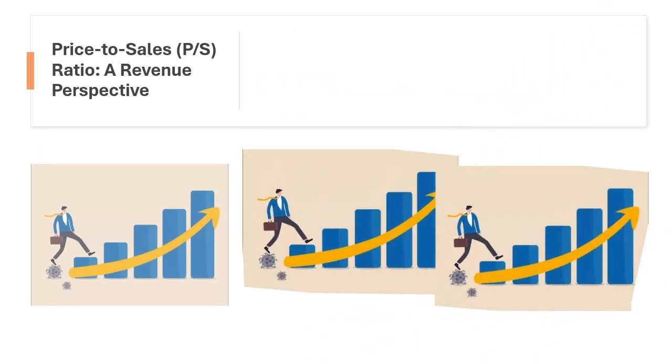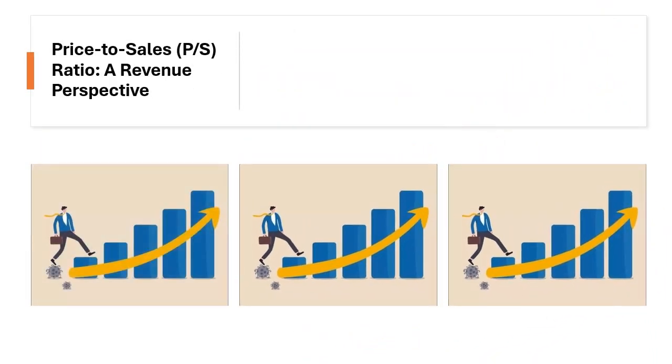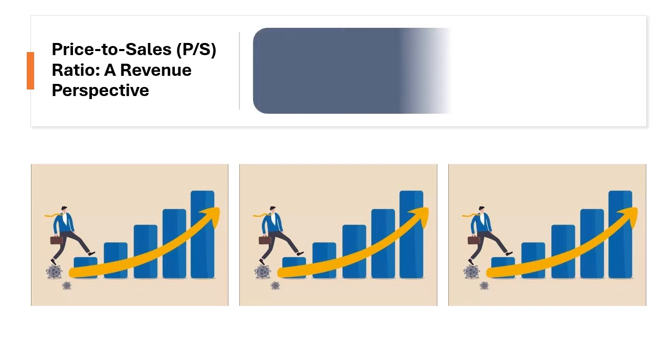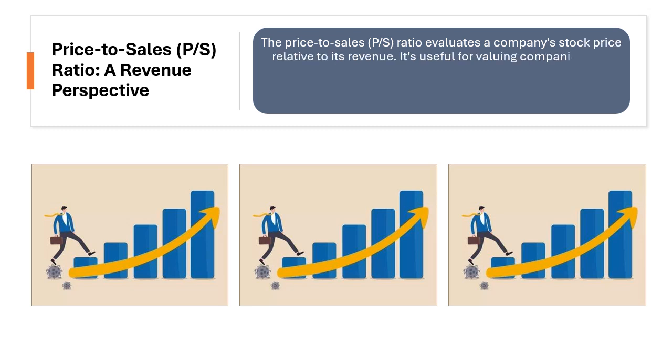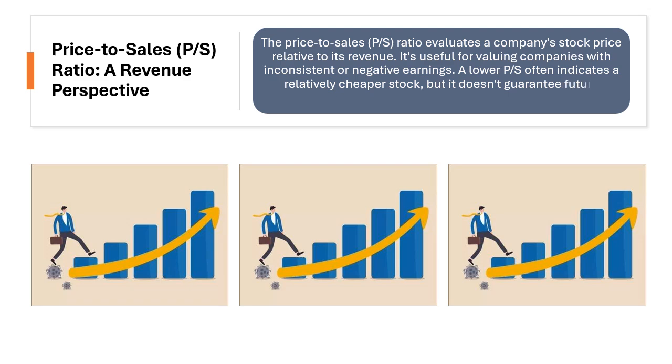Price to sales (PS) ratio, a revenue perspective. The price to sales (PS) ratio evaluates a company's stock price relative to its revenue. It's useful for valuing companies with inconsistent or negative earnings. A lower PS often indicates a relatively cheaper stock, but it doesn't guarantee future profitability.